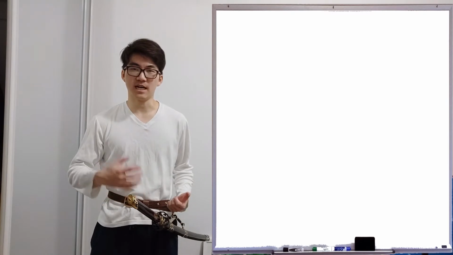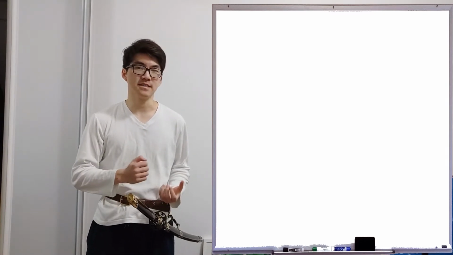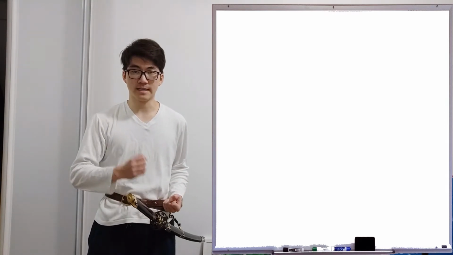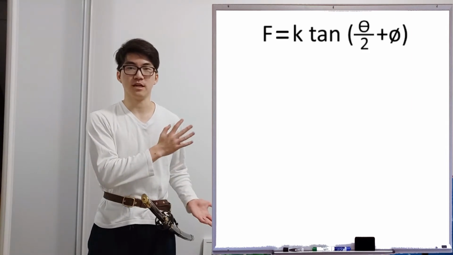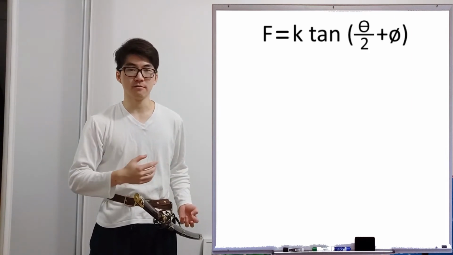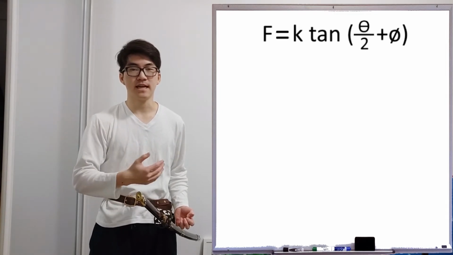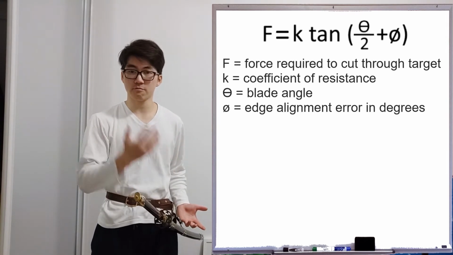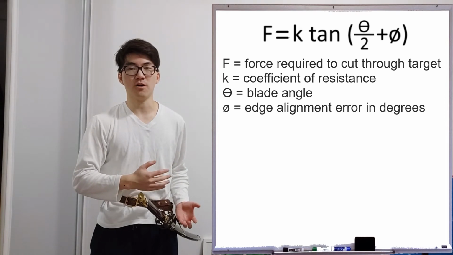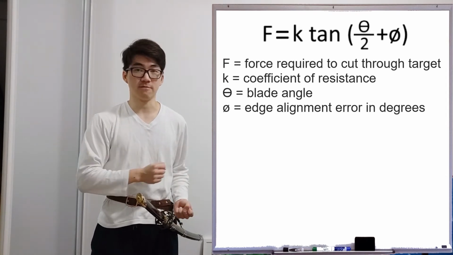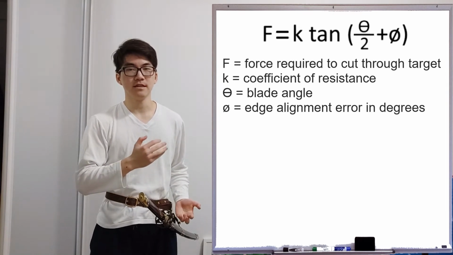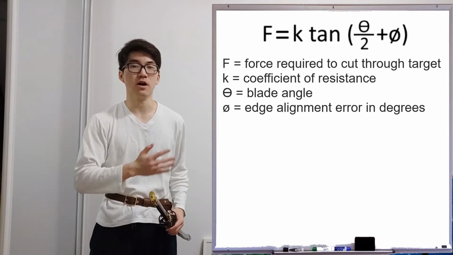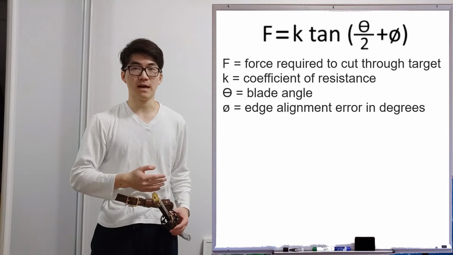As always on this channel, we've got to ask ourselves the deeper questions: how much harder is it to cut when the edge alignment is off? So we can actually emulate and model the force required to cut through a target with a sword with this formula over here. And it looks pretty scary, but let's break it down. So F is proportional to K tan(theta over 2 plus phi). F is the force required to cut through the target, K is the coefficient of resistance, which changes depending on what target you've got and also what blade you're using, theta is the angle of the blade's edge, and phi is the amount of degrees you are off for your edge alignment. So a perfect cut will have phi of 0.